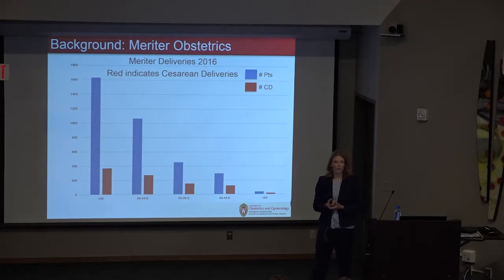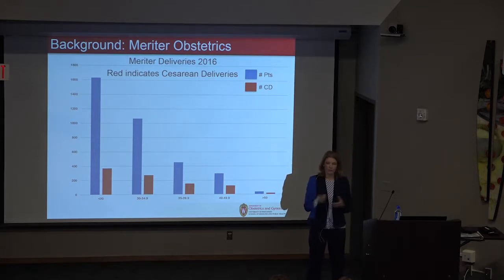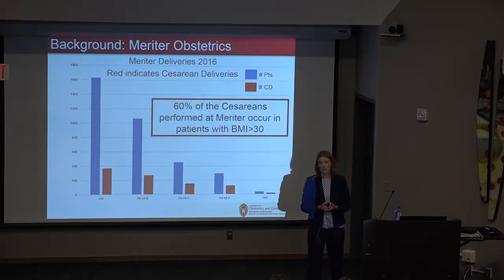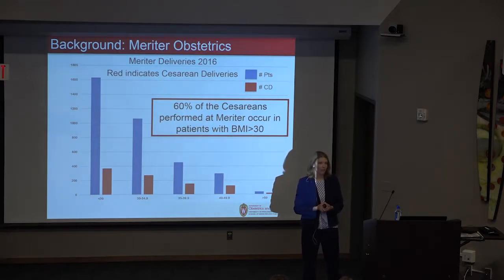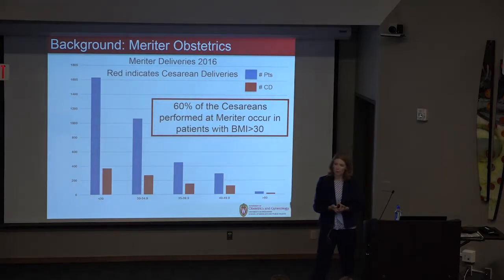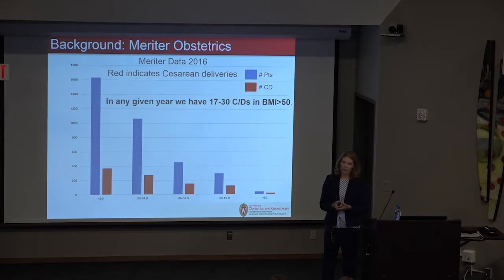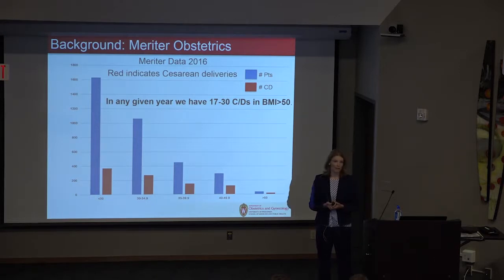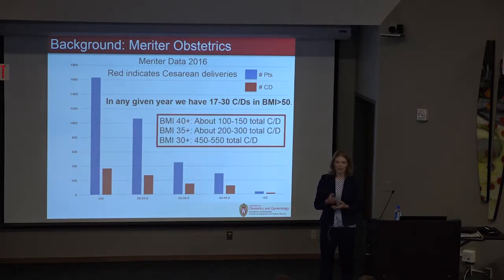Shown here in blue are the number of patients delivering here, so this is obstetrics data, and in red is the number of C-sections. And 60% of the cesarean deliveries that we do here at Merida are performed in women with body mass index over 30. In any given year, we have up to 30 cesarean deliveries that we perform in women with body mass index over 50. And we do about 500 or so in women with body mass index over 30 in general. And you have seen this data before from various other settings.